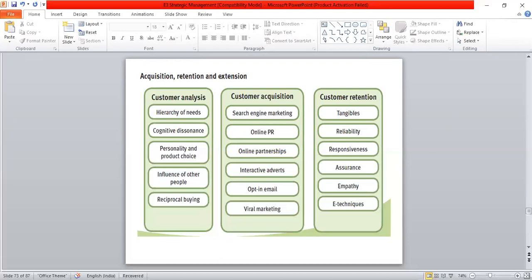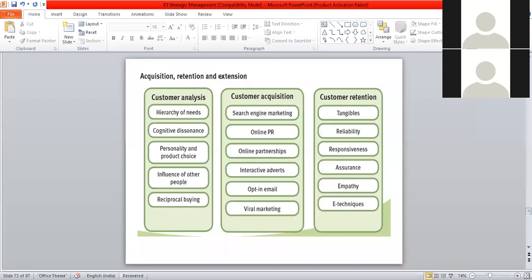Fine. Then opt-in email. There are certain emails which are sent to your mail. As long as you would like to be connected through those mails, you keep receiving the messages from them. You also have an option of opting out of that. That is, you have the facility to unsubscribe. Then we have viral marketing. Some social media platforms are used for viral marketing.